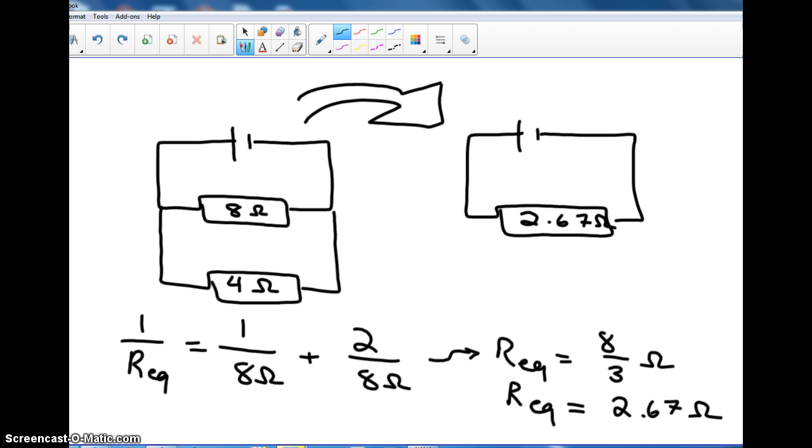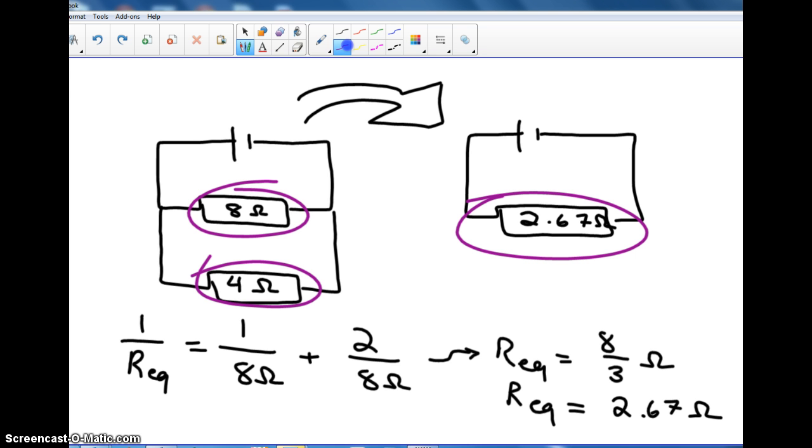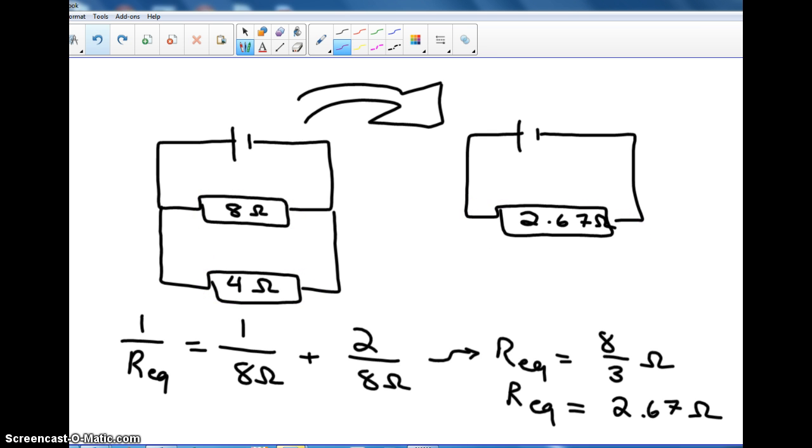So why is the resistance smaller when you add resistors like this in parallel? Why does that have a net reduction on the total resistance of the circuit? Why is that? It's a good question. I'm going to let you ponder this.